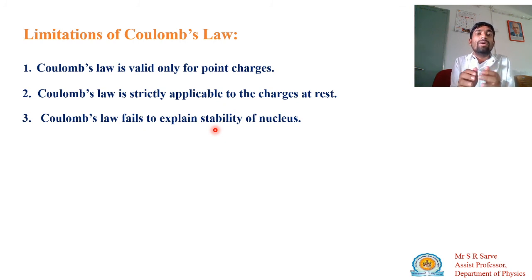So that is contradictory to Coulomb's law. Coulomb's law states that if there are two positive charges, they will repel each other. But in a very small region, a number of protons lie inside the nucleus. So that concept is not explained by Coulomb's law. That's why we say that Coulomb's law fails to explain the stability of the nucleus. So these are the three limitations of Coulomb's law.